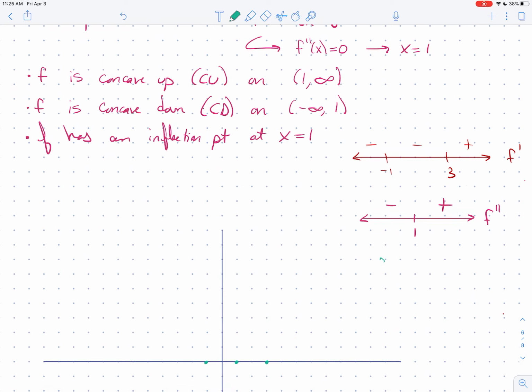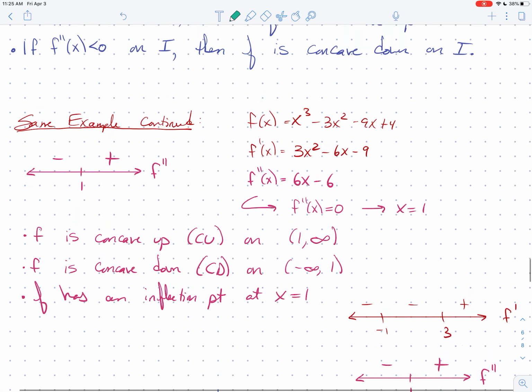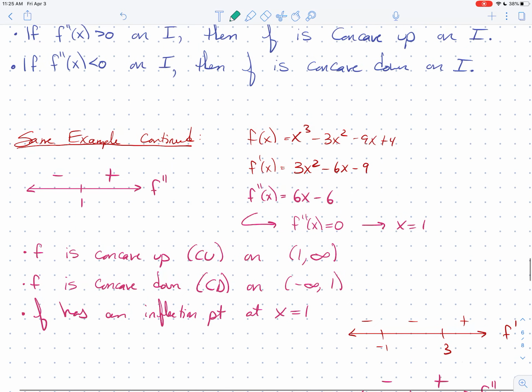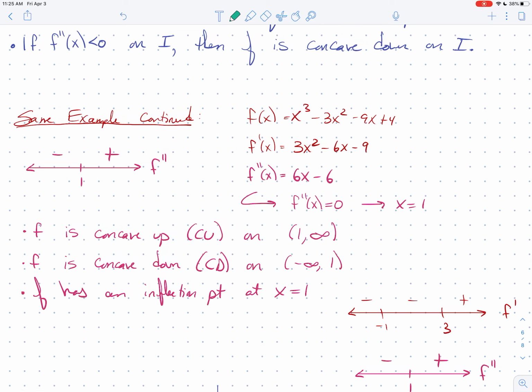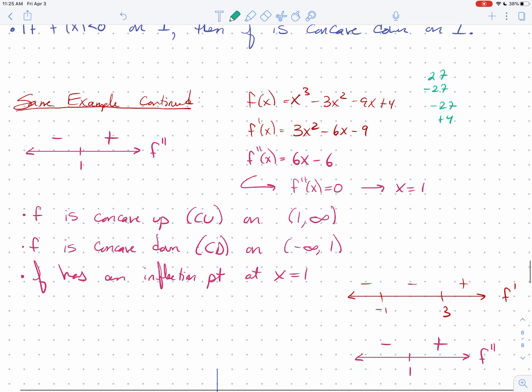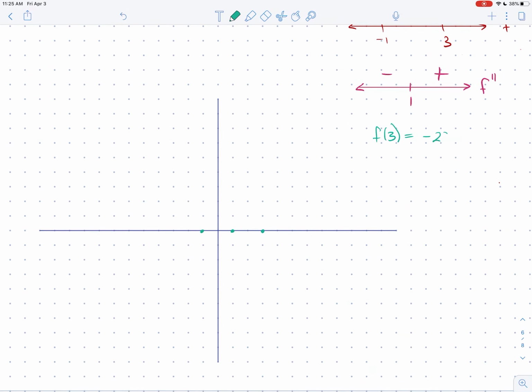So I'm interested in f of 3, and f of 3, let's go back and work it out. Unfortunately, I didn't work this out ahead of time. I should have, but we can do it. F of 3 is going to be what? 27 minus, oh, look at that, minus 27 minus another 27 plus 4. So f of 3 is actually minus 23.